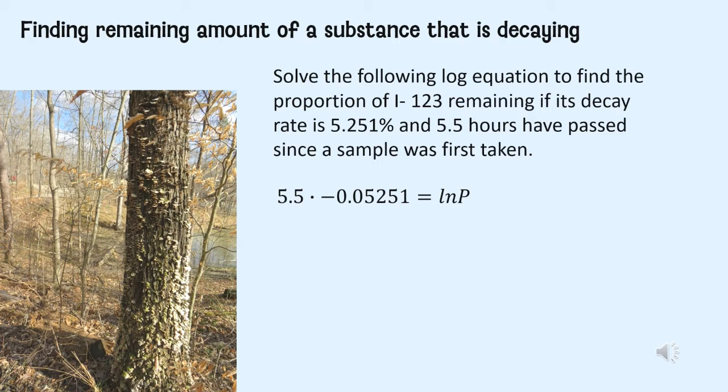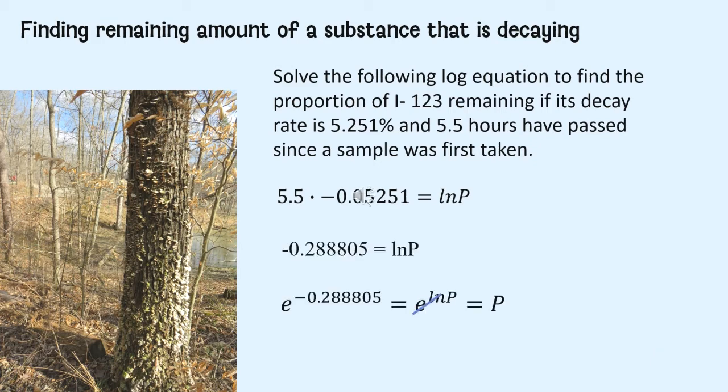Here we have an exponential decay problem rewritten as a log equation, and we are trying to solve for the proportion of an element I-123 remaining, and I-123 has a decay rate of 5.251%. 5.5 hours have passed since a sample was first taken. So notice I have a number, 5.5 times negative 0.05251, equal to natural log of our variable p, where p is the proportion of this element remaining.